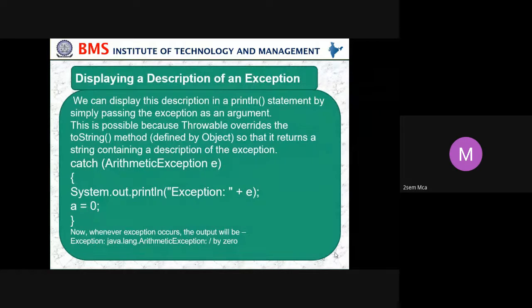Display a description of an exception. We can display this description in a println statement by simply passing the exception as an argument. This is possible because Throwable overrides the toString method, so that it returns a string containing a description of the exception. That is, catch ArithmeticException e, System.out.println the exception e. So that's how we display a description of an exception.